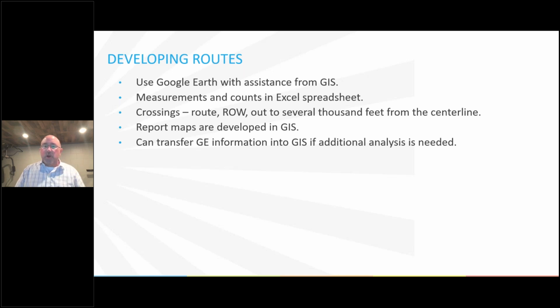So when you develop your routes, we develop them in Google Earth with the assistance from GIS. Our measurements and counts are placed in an Excel spreadsheet, and you'll see that later. Generally, data is collected for what the route center line crosses, what the right-of-way crosses, out to as far as 500,000 to 2,000 feet. Report maps are developed in GIS, and if needed, Google Earth information can be placed in a GIS database for analysis.